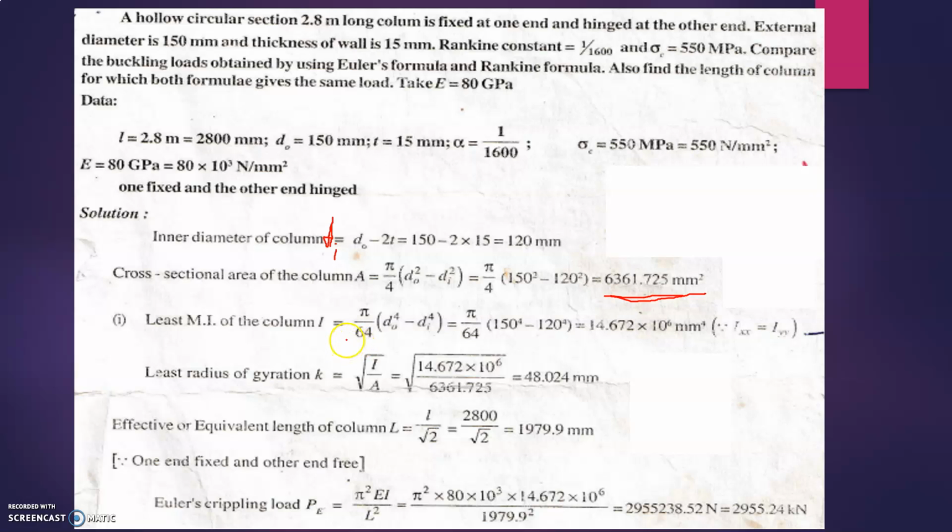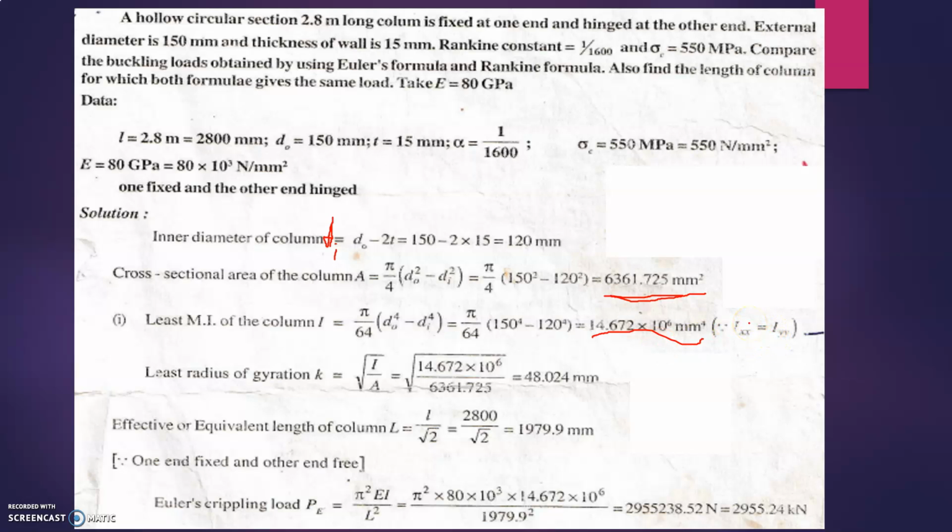Next you have to calculate the moment of inertia. The formula for a hollow circular section is pi divided by 64 into D naught to the power 4 minus di to the power 4, right? Here, this is nothing but capital D raised to the 4 minus small d raised to 4. Substitute the values, you get 14.672 into 10 raised to 6 mm 4. Now actually this is a hollow circular section, so Ixx is equal to Iyy, so no need to calculate again. Whatever you get, that is equal to Iyy also.